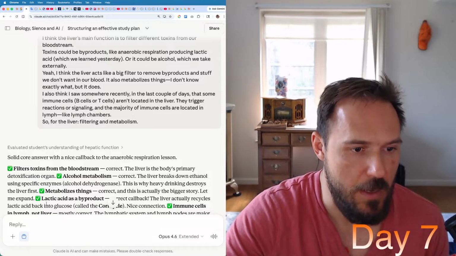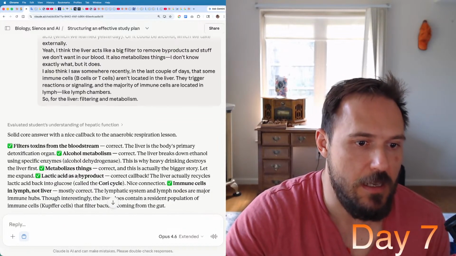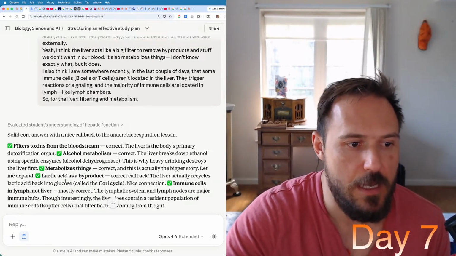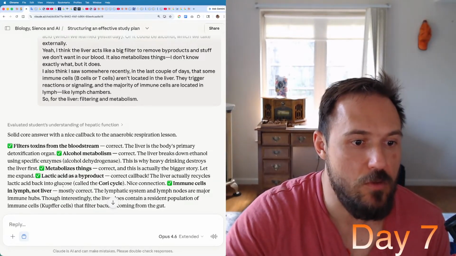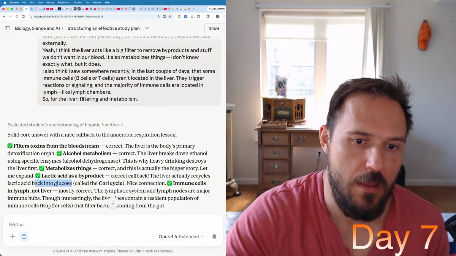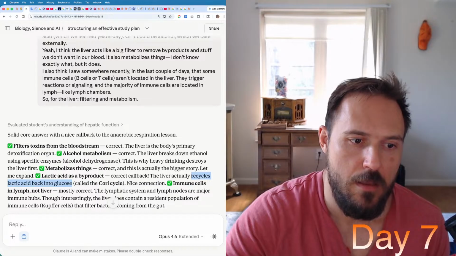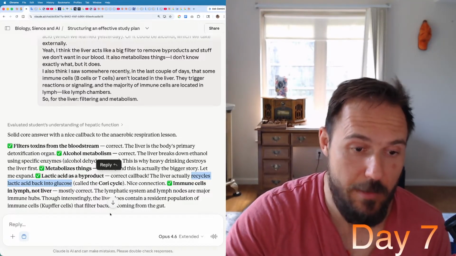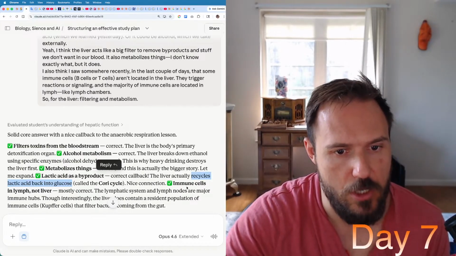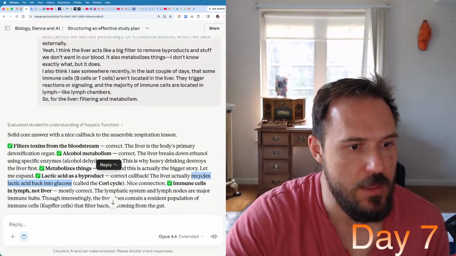Let me expand. Lactic acid as a byproduct, correct callback. The liver actually recycles lactic acid back into glucose. Oh, really? No way. It takes a lot of energy. It takes a lot of ATP. It's called the Cori cycle. Nice connection. Immune cells in the lymph, not the liver.